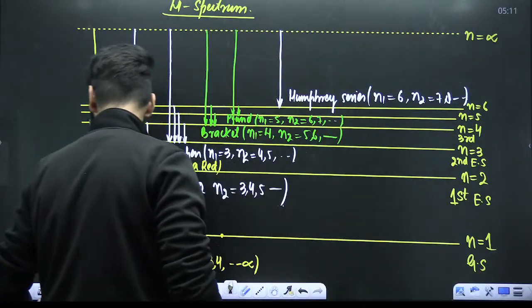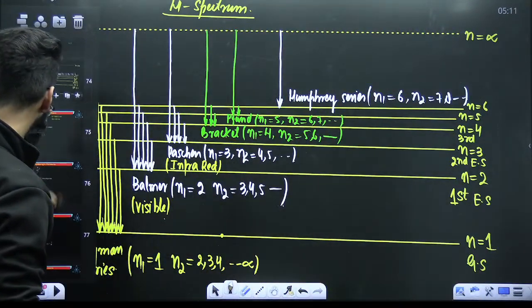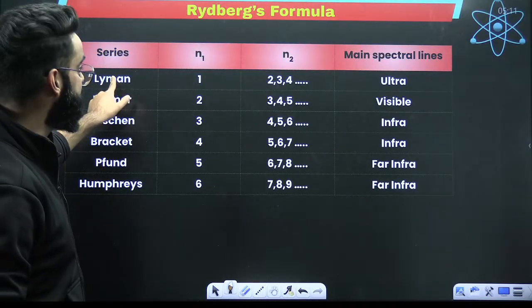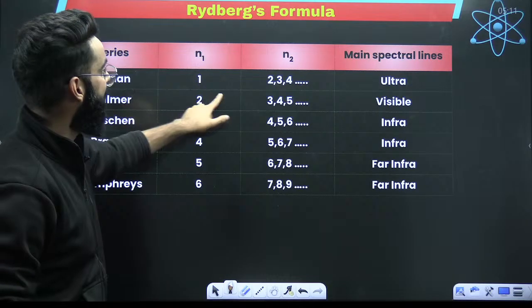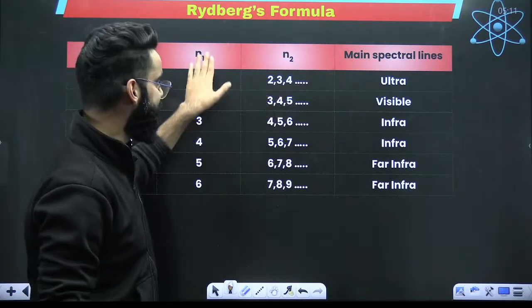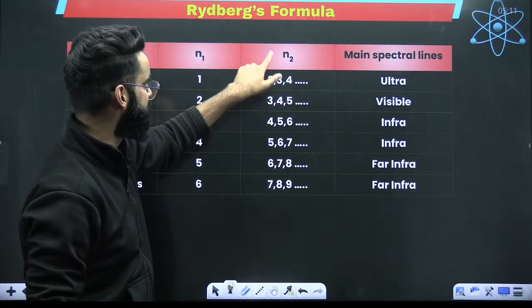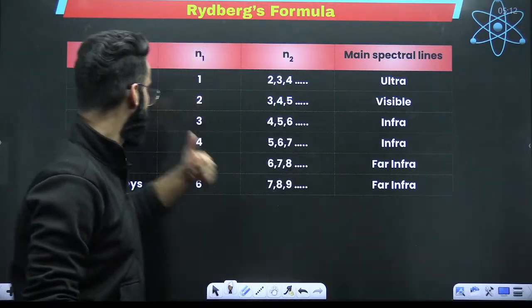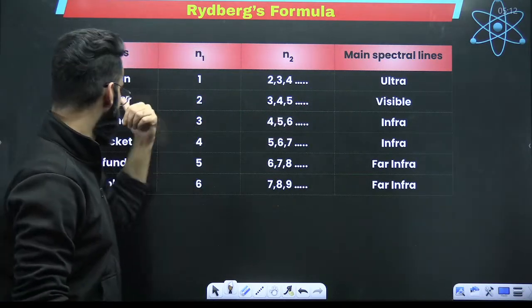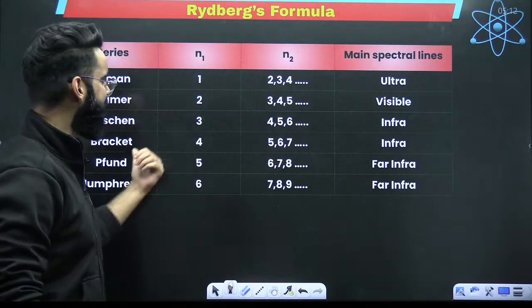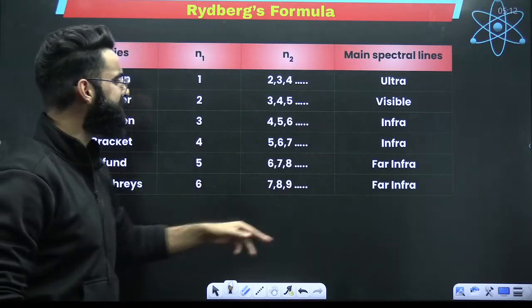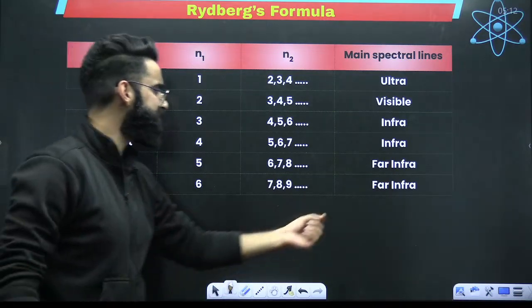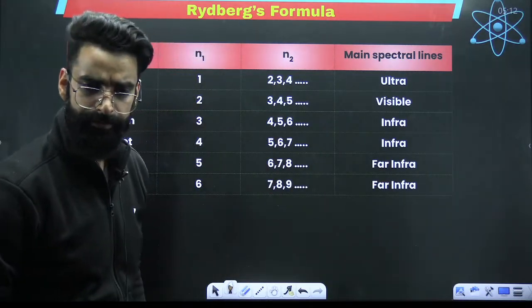What I'm trying to say over here is this particular line. Just a second. Lyman series: in the Lyman series, the lower energy state is 1. The higher energy state can be 2, 3, 4. And all the radiations which you get over here, when the electron makes a transition from higher to n equal to 1, all these radiations fall in ultraviolet, right? Balmer series radiations fall in visible. Paschen series, infrared. Brackett series, infrared. Pfund series, you can also call this far infrared. Similarly, the Humphreys series, you can also call this far infrared, right?